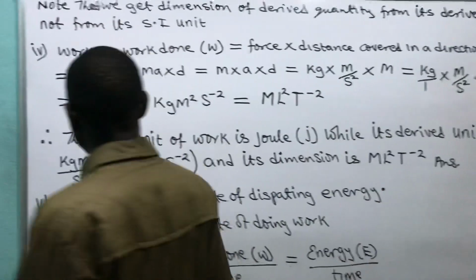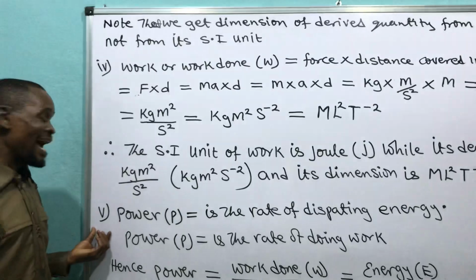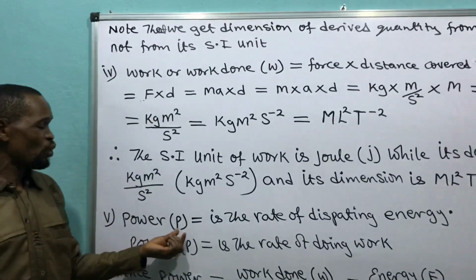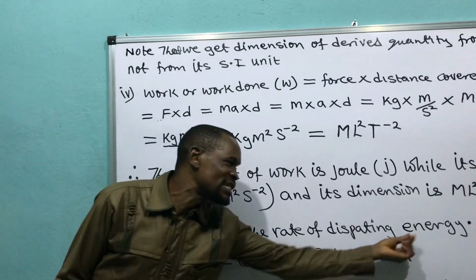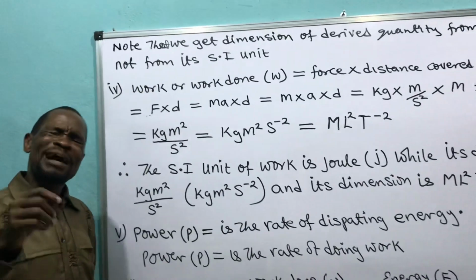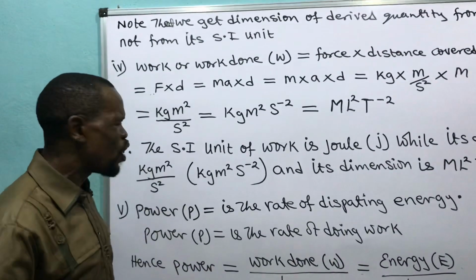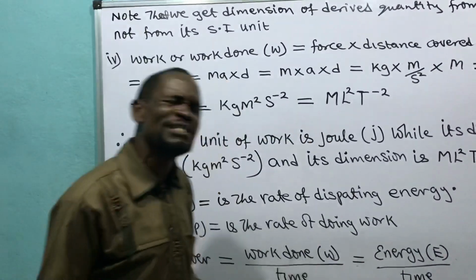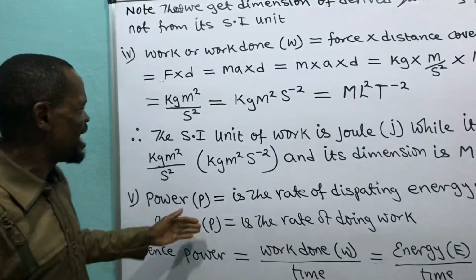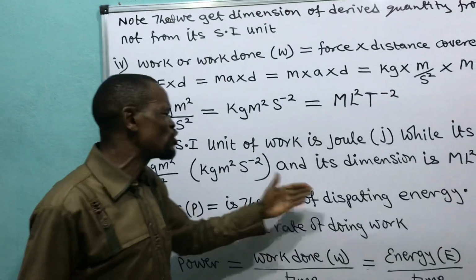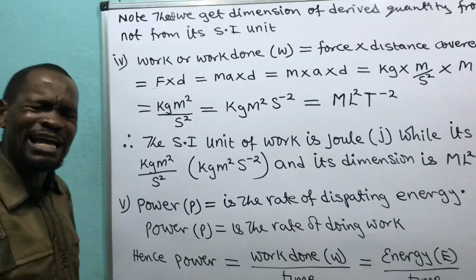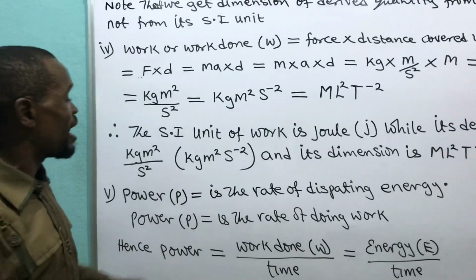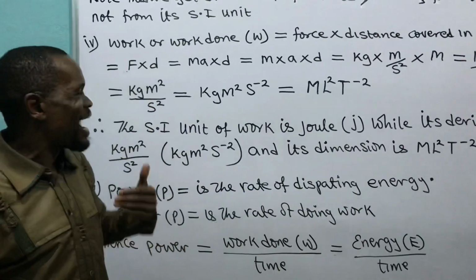I can now go to V, which is power. We say power is P, and power is the rate of displacing energy. And you remember that energy is the ability to do work. Therefore, energy is the same thing as work done. Therefore, energy and work are the same.